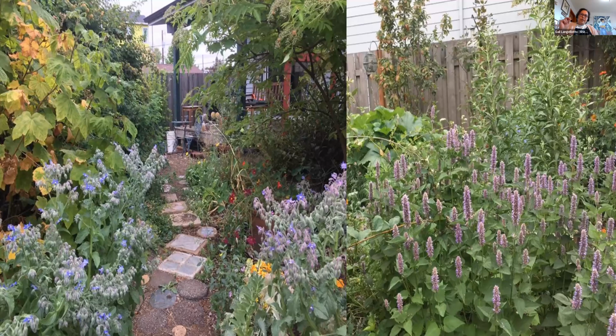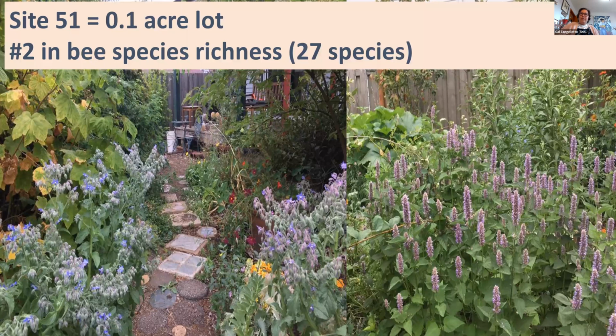However, this particular gardener made plant selections based upon whether or not it would bring in more biodiversity into his space. He would only plant plants that were known to have a positive impact on bees, birds, and butterflies. Out of all of the gardens that we studied, he had the second most number of bee species. 27 species in a 0.1 acre lot is just incredible.